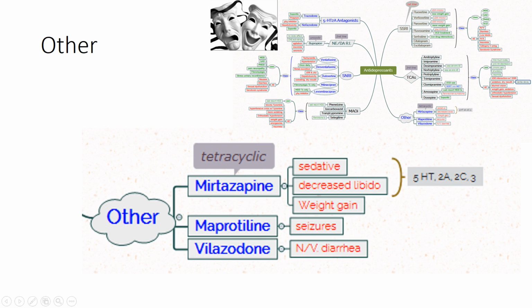Not much to say about these ones, except for this kind of odd one here. It's got a 5-HT2A, 2C, 3 effect. And the big one they talked about here was mirtazapine. And it has the weight gain, has the decreased libido, and the sedative. Just has a lot of bad things from all of them. So remember that one, mirtazapine.